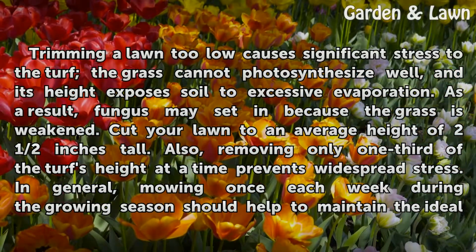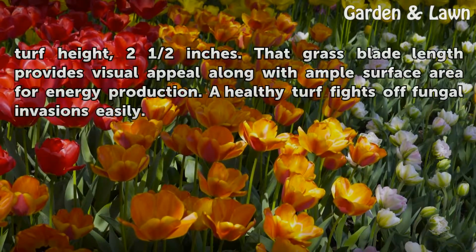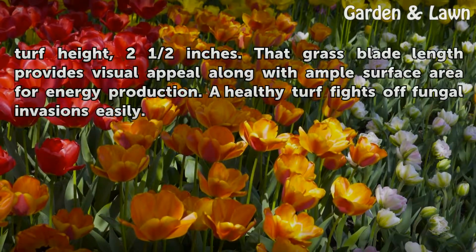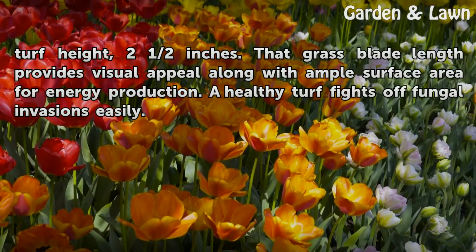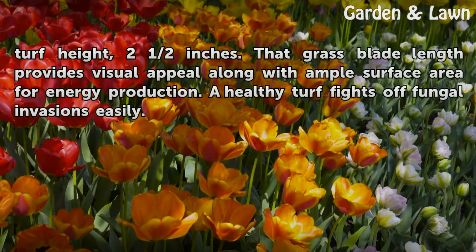In general, mowing once each week during the growing season should help to maintain the ideal turf height, 2.5 inches. That grass blade length provides visual appeal along with ample surface area for energy production. A healthy turf fights off fungal invasions easily.